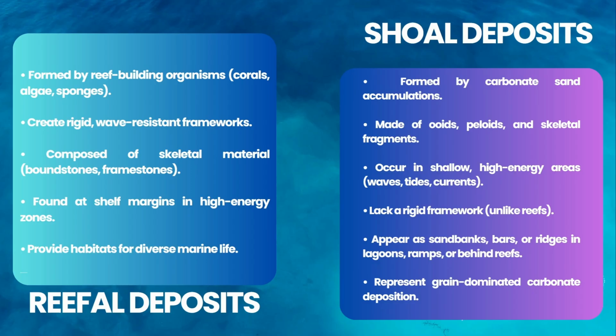In contrast, shoal deposits are formed from carbonate sands made of ooids, pisoids, and skeletal fragments, like we said also on the last slide. Unlike reefs, shoals lack a rigid framework and instead appear as sandbanks, bars, or ridges in lagoons, ramps, or behind reefs. They represent grain-dominated carbonate deposition. They develop in shallow, high-energy areas influenced by waves, tides, and currents.